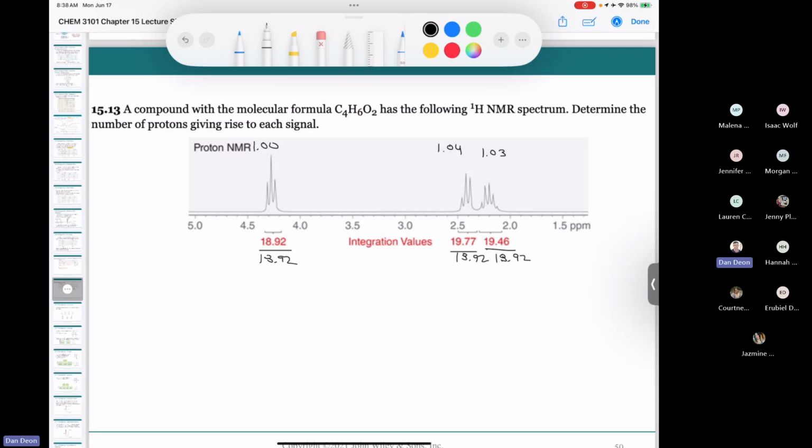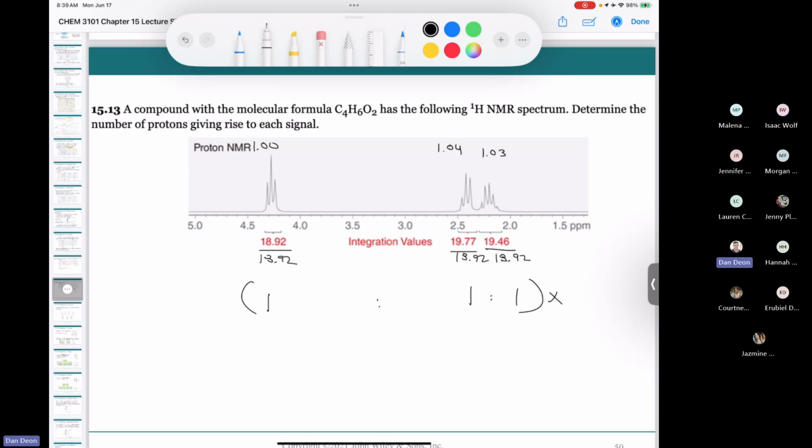What is the ratio if we have a total of 6 protons in our molecule? Could anybody tell me how many protons are represented? Thanks, Isaac. Exactly. So Isaac says it's 1 to 1 to 1. But if you tally up 1 plus 1 plus 1, that's 3 protons. So Isaac, what do I have to multiply the whole thing by to give me the correct number of protons?